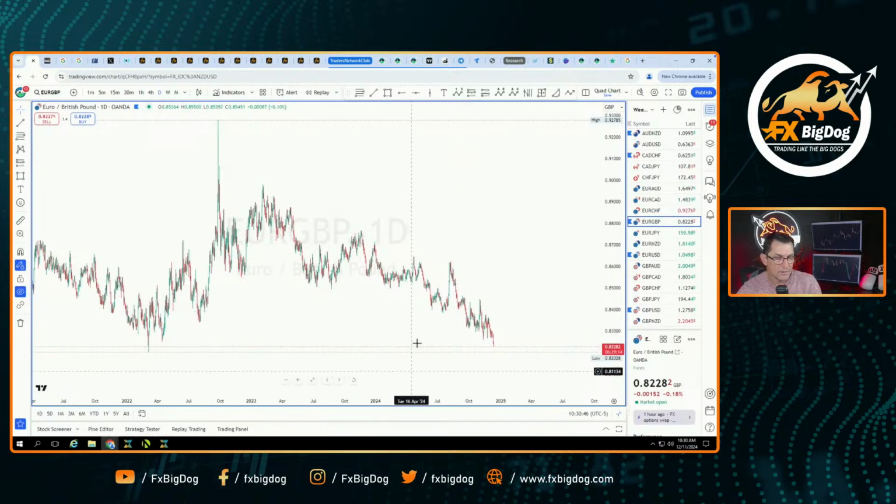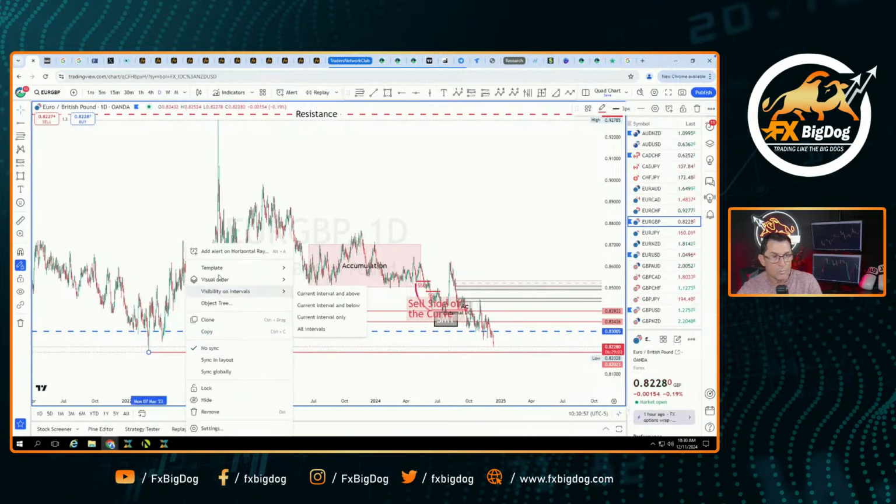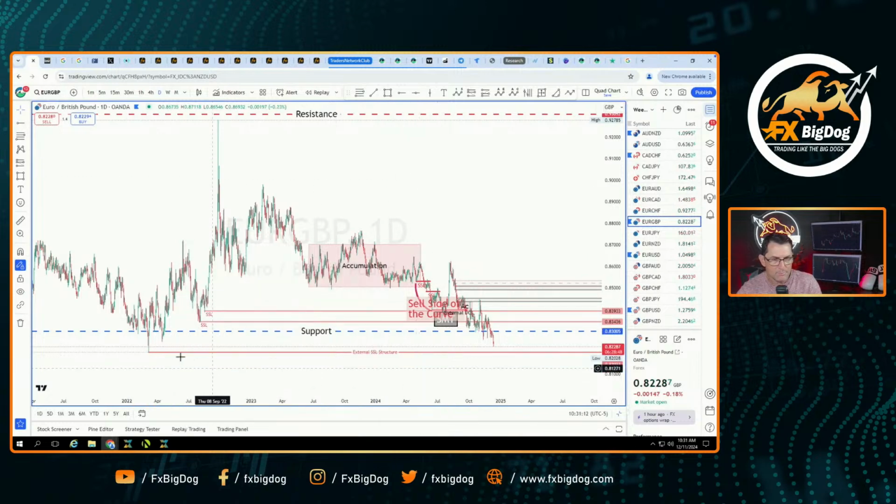All right, traders, can you understand why price is moving? Price is moving because here is sell side liquidity right here. So traders, we could continue to see euro pound working its way down to what is going to be our draw on liquidity on this move. This is going to be external sell side right here, that price is going to look to draw to.